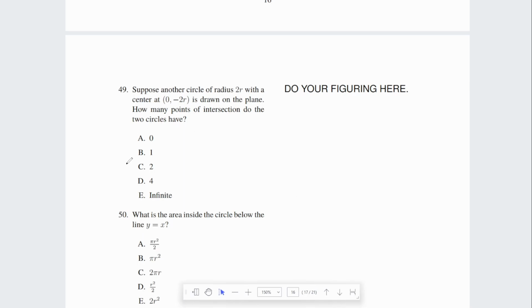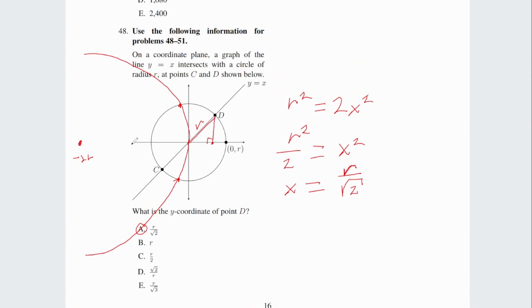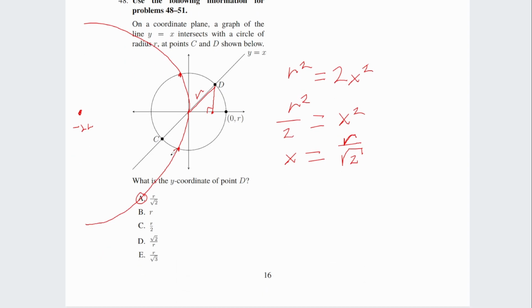But if you imagine also these other answer choices, 0 points of intersection means that the circles don't touch at all. And in this case, it's impossible for the circles not to touch at all, because you know that this circle goes through the origin and out again and way past the boundaries of the other circle, right? You just know that there is some overlap between these circles.